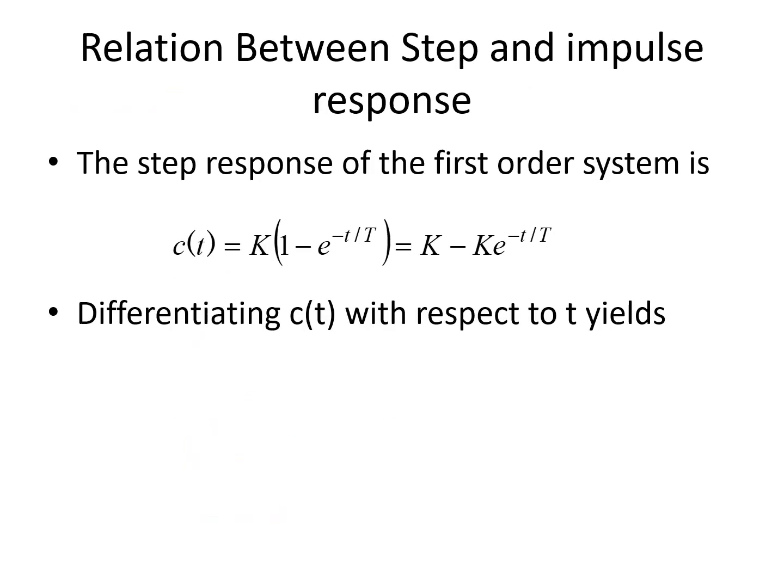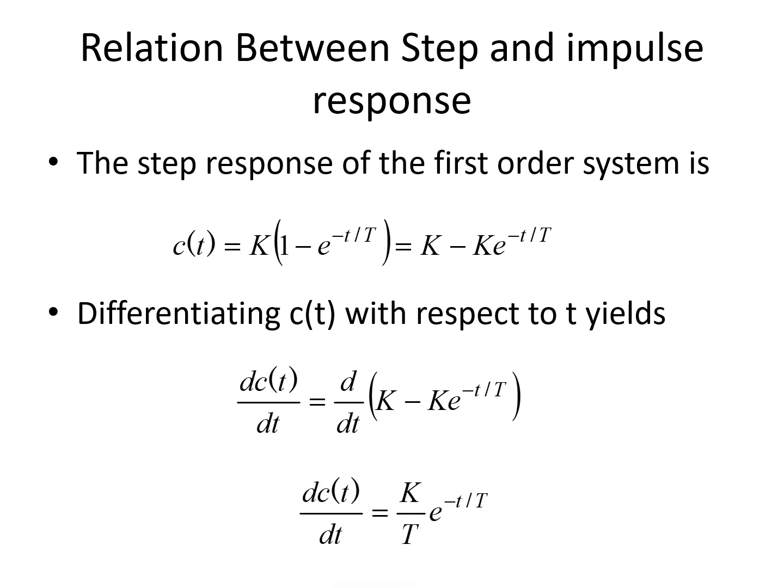From this, what we can finalize is the step response of first order system is given as K into 1 minus e power minus t by T. So by differentiating c of t with respect to t, we can get the value of dc of t by dt as K by T into e power minus t by T, which is nothing but the impulse response of the system. So derivative of the step response of the system is nothing but the impulse response of the system. This is the relationship we have learned.